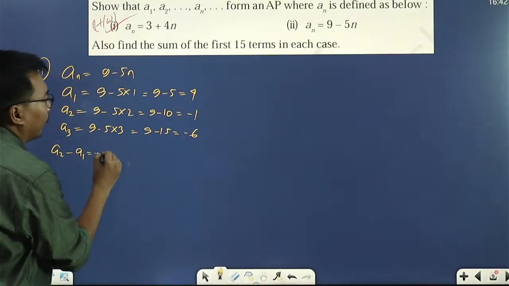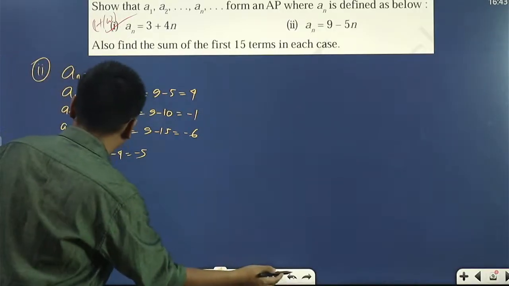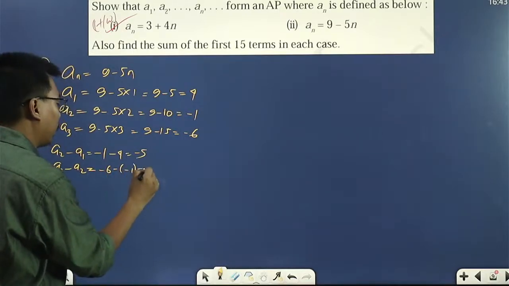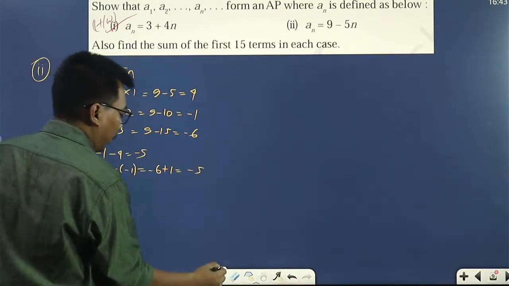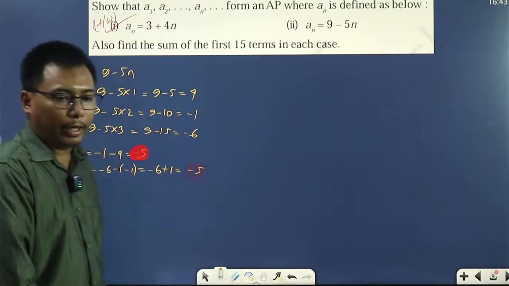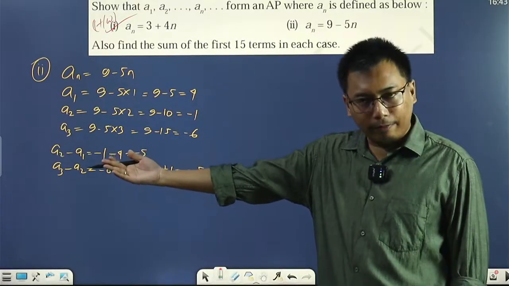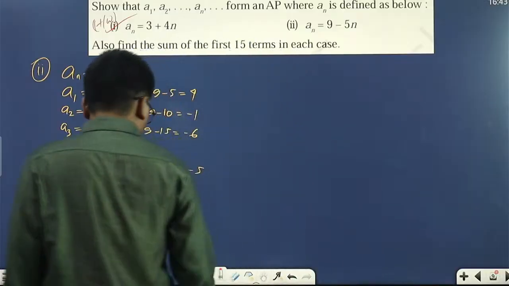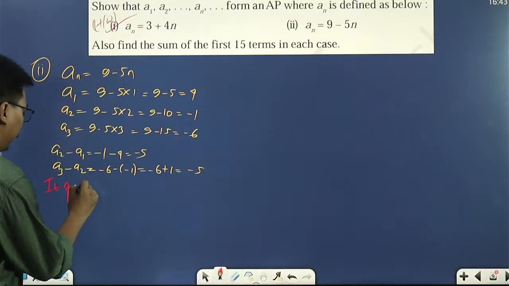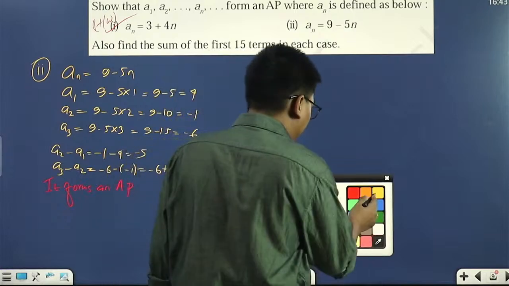Now as you can see, check A2 minus A1. What is A2 minus A1 here? Minus 1 minus 4, which is minus 5. What is A3 minus A2? Minus 6 minus minus 1, so minus 6 plus 1, which is equal to minus 5. Now as you can see, A2 minus A1 and A3 minus A2 are equal, which means we have a common difference. So if we have a common difference, it forms an AP.